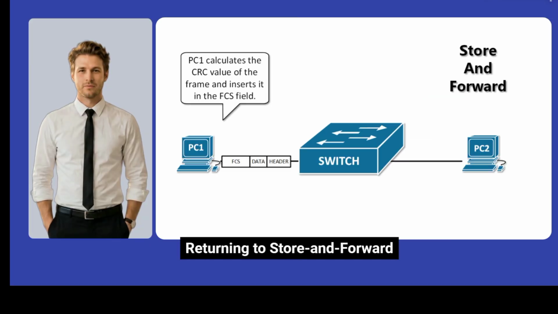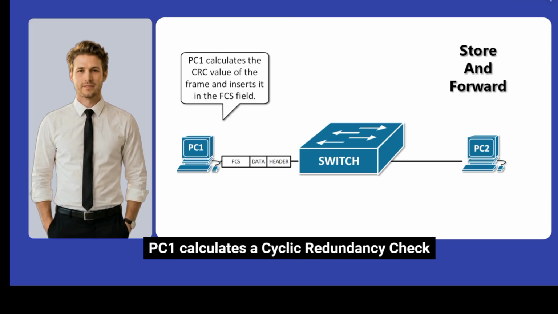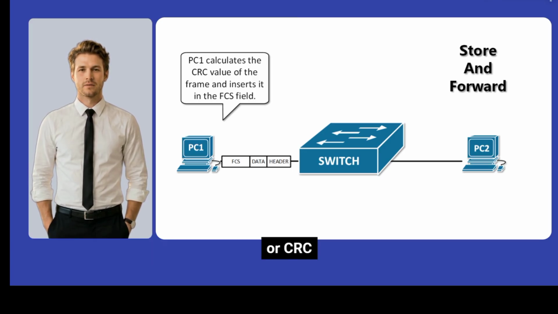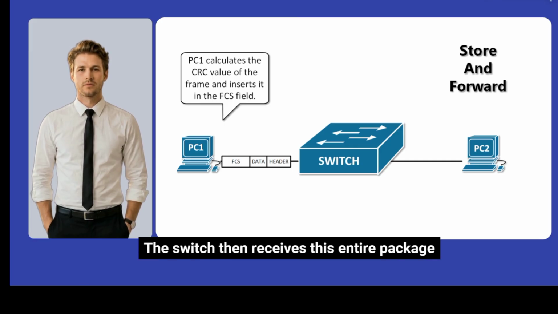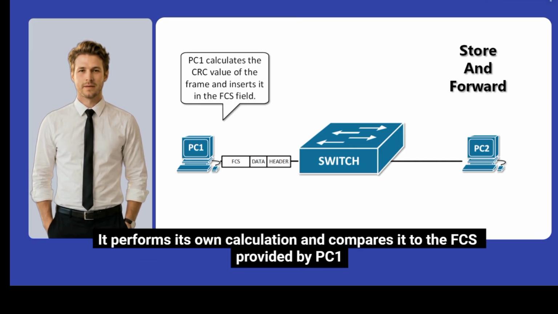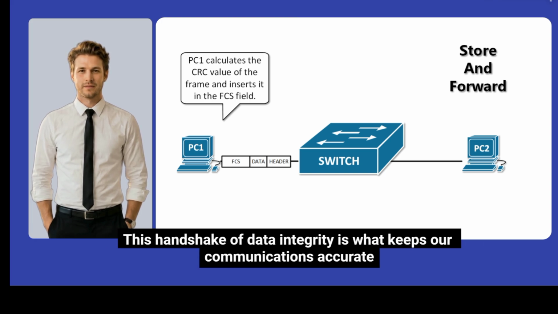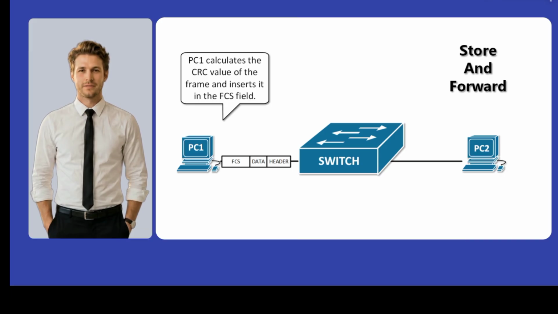Returning to store and forward, let's look at the role of the sender. PC1 calculates a cyclic redundancy check, or CRC, and places it into the FCS field. The switch then receives this entire package. It performs its own calculation and compares it to the FCS provided by PC1. This handshake of data integrity is what keeps our communications accurate.